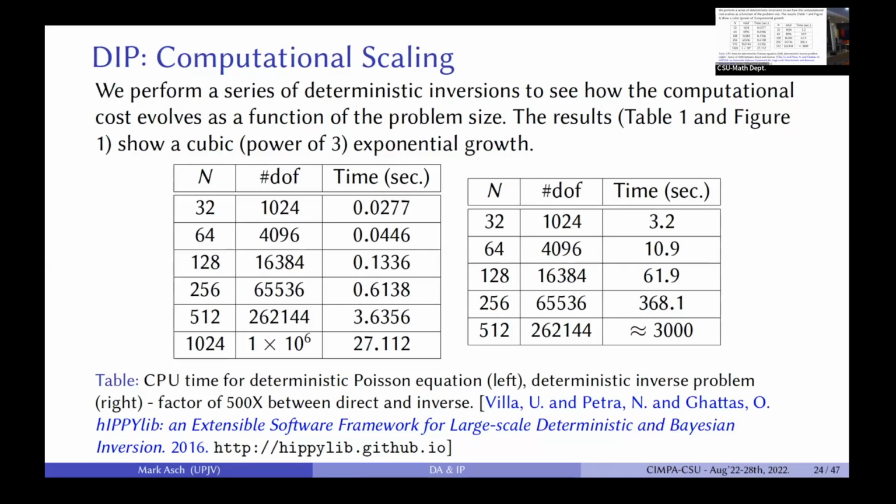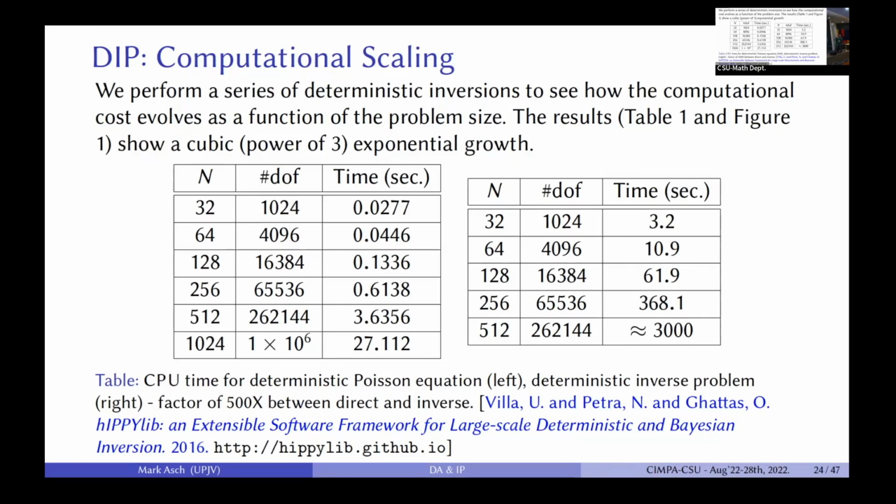That's solving the direct problem, not the inverse problem. For the same problem, 256, solving the inverse problem, finding m given u, takes 300 seconds. Divide 300 by 0.6 and you get approximately a factor of 500. So it's 500 times more expensive to solve the inverse problem than to solve the direct problem. This is just solving the Laplacian equation, k(m) times Laplacian u equals f, versus finding m given the solution u. So you see already there's a factor of 500.